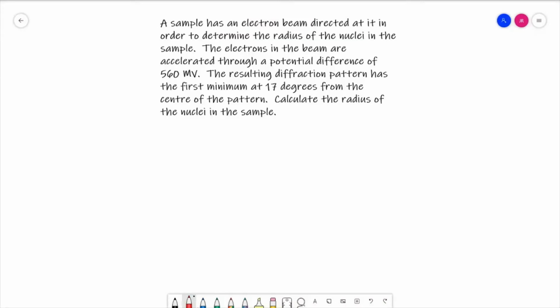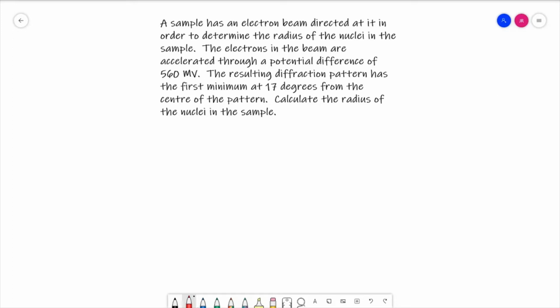So here is your question for this lesson then. A sample has an electron beam directed at it in order to determine the radius of the nuclei in the sample. The electrons in the beam are accelerated through a potential difference of 560 megavolts. The resulting diffraction pattern has the first minimum at 17 degrees from the centre of the pattern. Calculate the radius of the nuclei in the sample. As usual, go away, work out an answer, pause the video and come back when you think that you're happy with the answer that you've got.